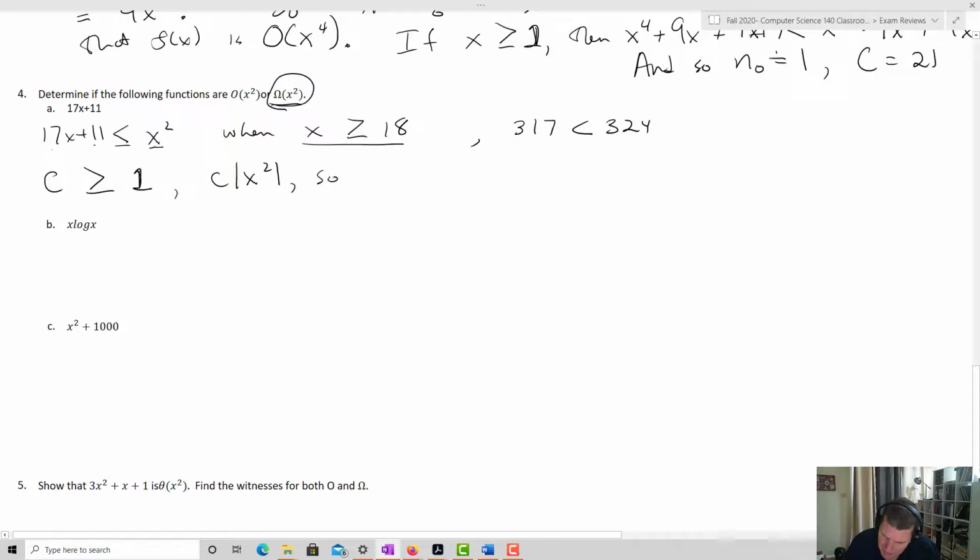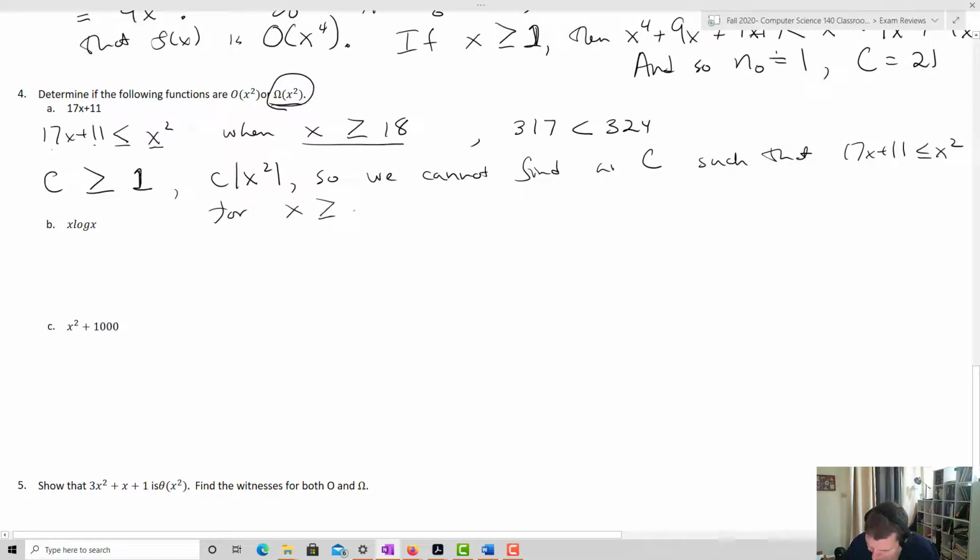So we cannot find a c such that 17x plus 11 is going to be greater than or equal to c times x squared for x greater than or equal to any n naught, right? Because once we're past 18, 17x plus 11 is always less than or equal to x squared. So 17x plus 11 is not omega of x squared. It's just not. Okay?